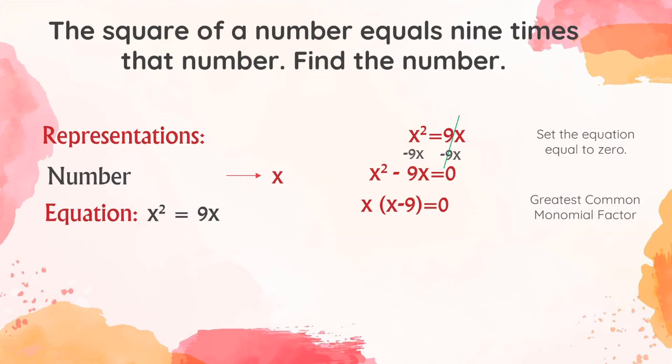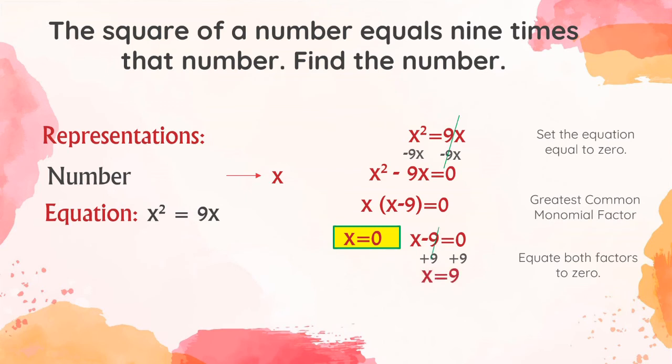Then, let us equate each factor to 0. Yung isang factor ay x, so x equals 0. This makes sense kasi pwede namang 0 yung number na pinag-uusapan sa problem. Kaya we accept 0 as the value of x. Then, x minus 9 equals 0. Let's add positive 9. X equals 9. This still makes sense. So, the number is equal to 0 and can also be equal to 9.